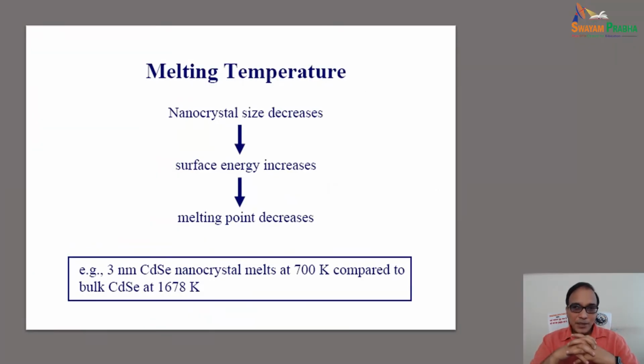Melting temperature. You know, when we go to the nano size, the surface energy increases, and this increase in surface energy decreases the melting point. Say for example, 3 nanometer cadmium selenium nanocrystal melts at 700 Kelvin, while in the bulk the melting point is 1678 Kelvin. Can you imagine the huge difference?